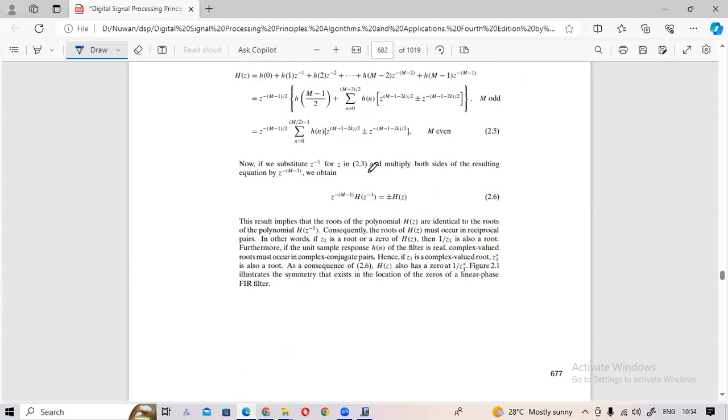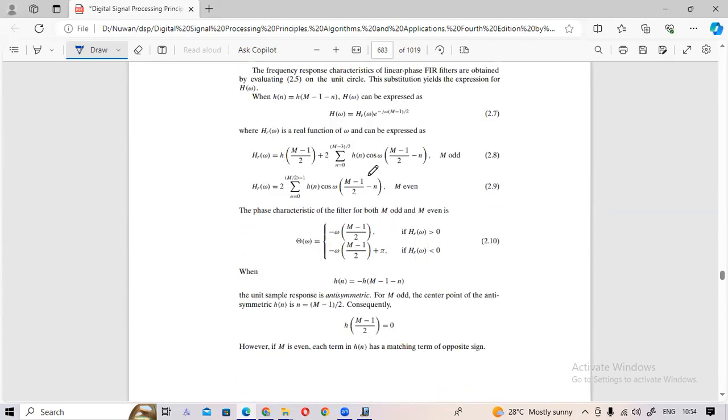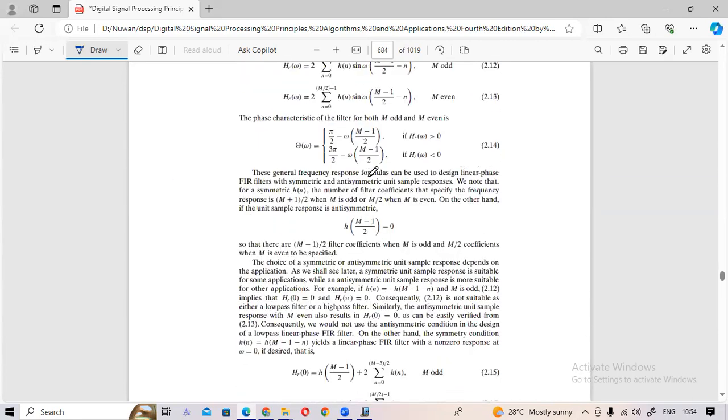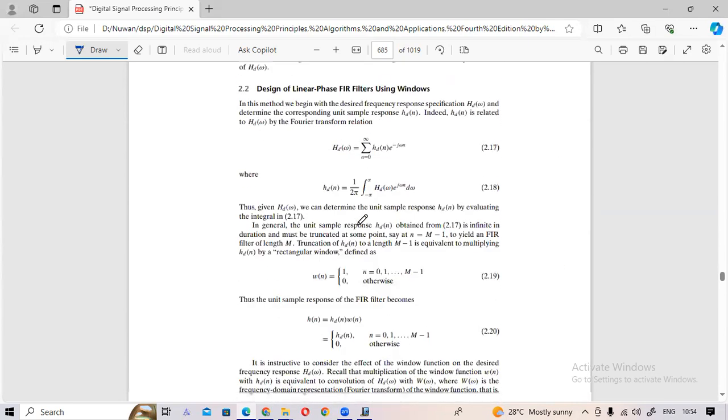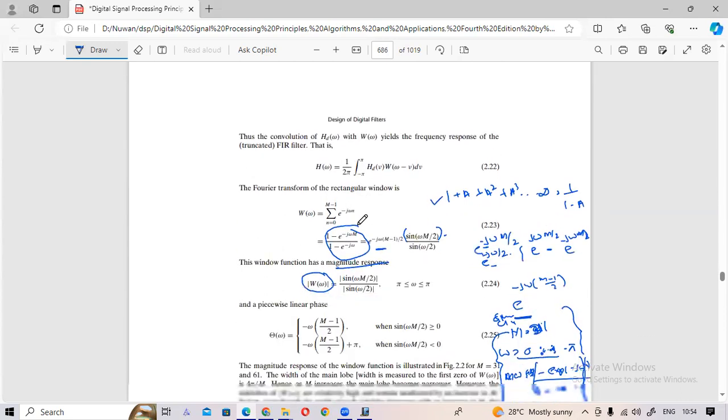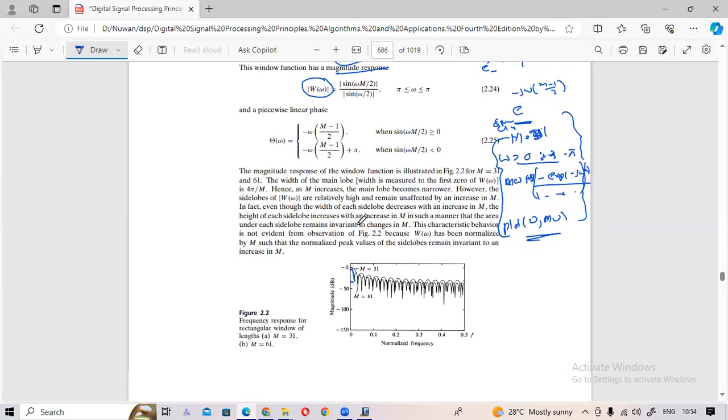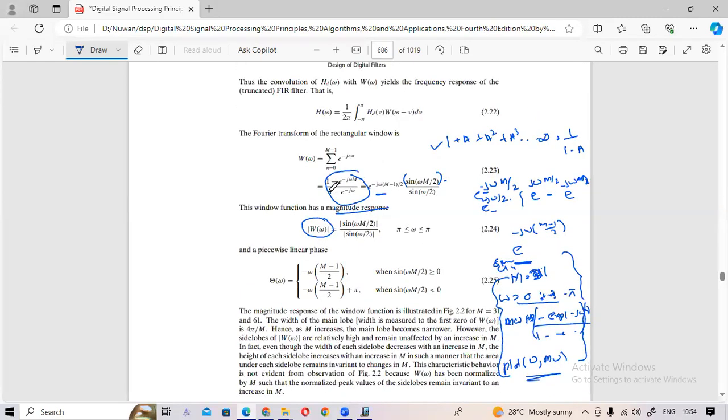There are some symmetric and asymmetric conditions that were discussed. I think you need these things. Again we can find the even parts and odd parts. So I think that is enough.